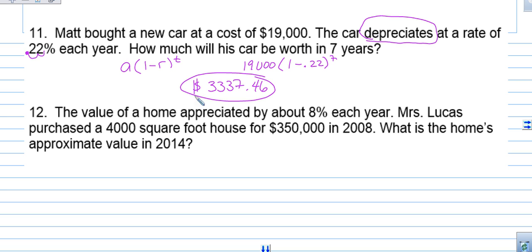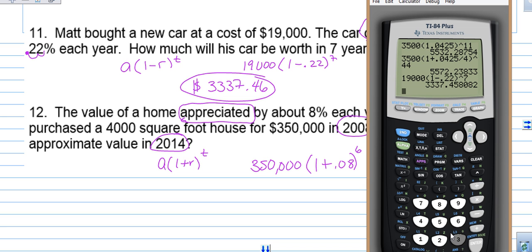Looking at the home, it appreciates, which is the opposite of depreciating, which means this is growth. And so we'll use the growth function. And then we started with 350,000. We go 1 plus 0.08 raised to the, and if you look here, it went from 2008 to 2014. That's 6 years. So we'll use that.